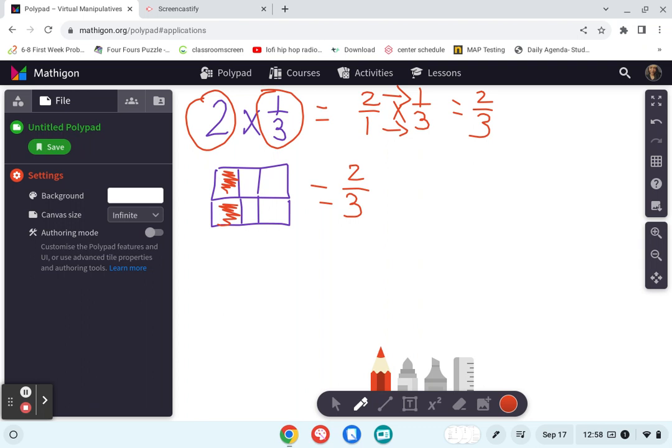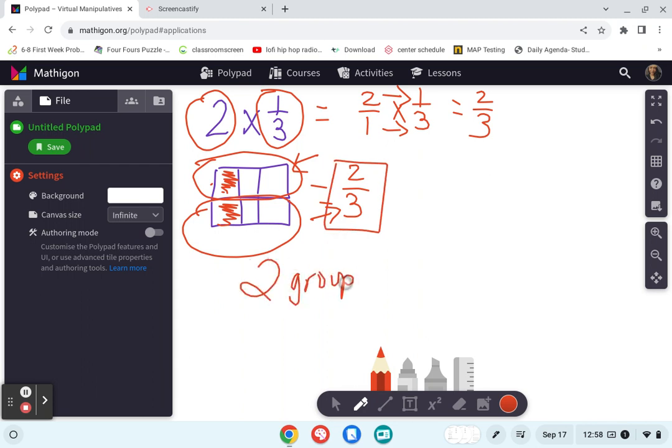I'm going to start out with this example that I already have on the screen, 2 times 1/3. And so I have two groups of 1/3, which I drew out right here. Here's one group of 1/3 and here's another group of 1/3. Now, my parts are still divided into thirds, so that is my denominator. How many do I have shaded in? I have a total of 2 shaded in. So, two groups of 1/3, or 2 times 1/3, equals 2/3.